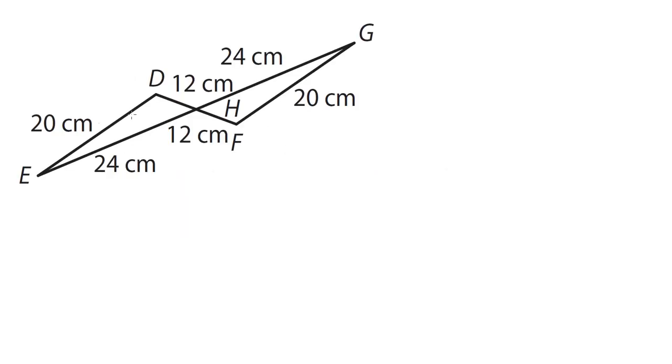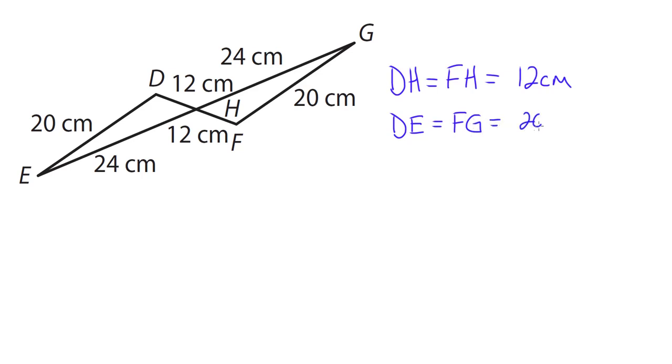So can we prove that these two triangles are congruent using SSS? Well, let's take a look. We see here that side DH is 12 centimeters and side FH is 12 centimeters. So DH equals FH, and they both equal 12 centimeters. We see that side DE is 20 centimeters and side FG is 20 centimeters. So DE equals FG, they equal 20 centimeters.